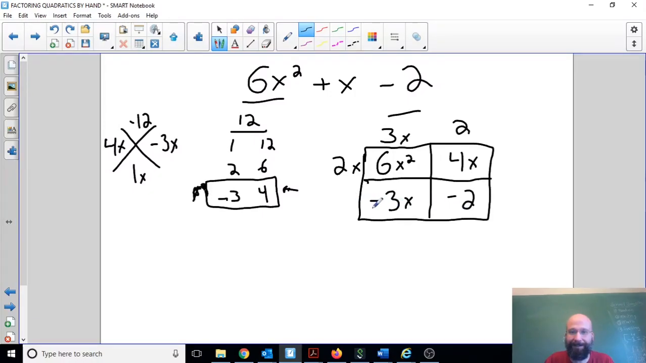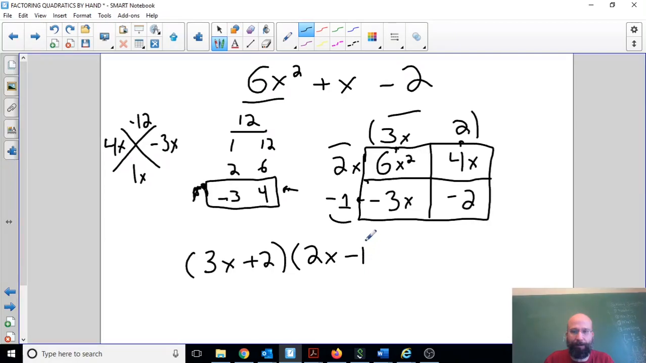But going this way, since this is negative, this sign goes with it, right? This is positive, so this is positive. This is positive, so this is positive. But since this is negative, we have to factor out that negative. So negative 3x minus 2, the GCF would just be negative 1. So I have my two binomials here and here. So 3x plus 2 and 2x minus 1.